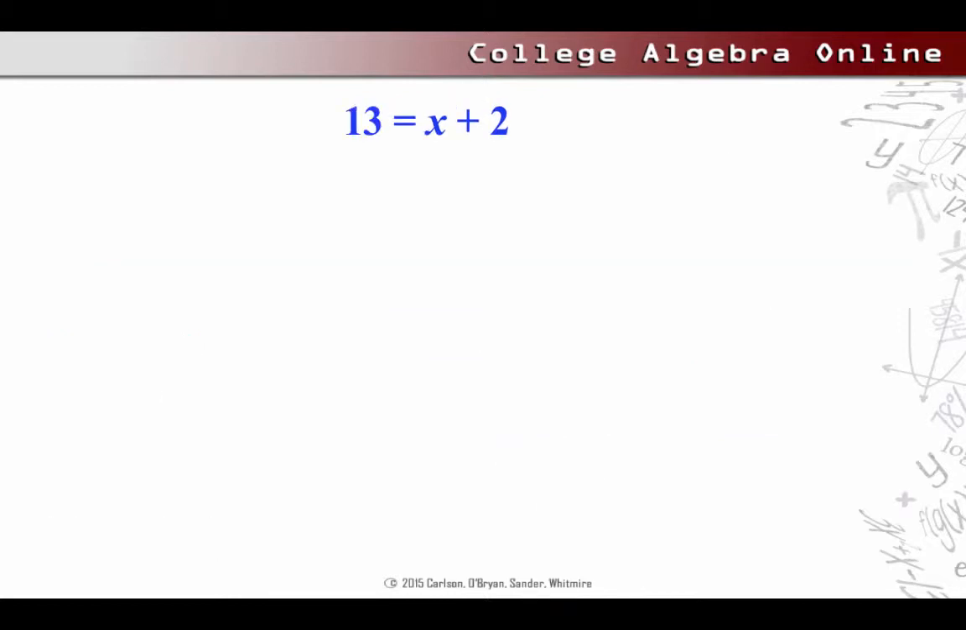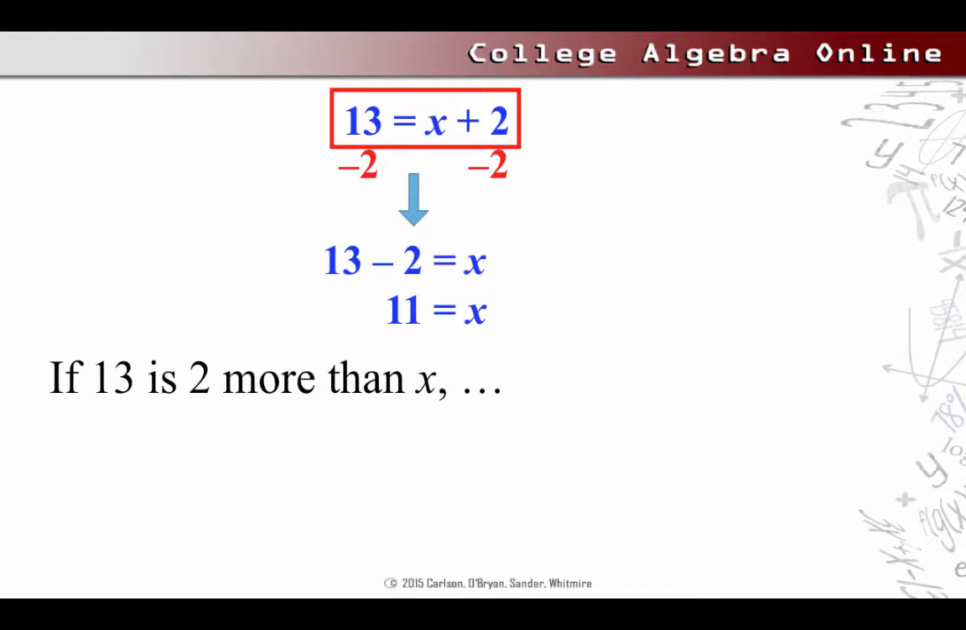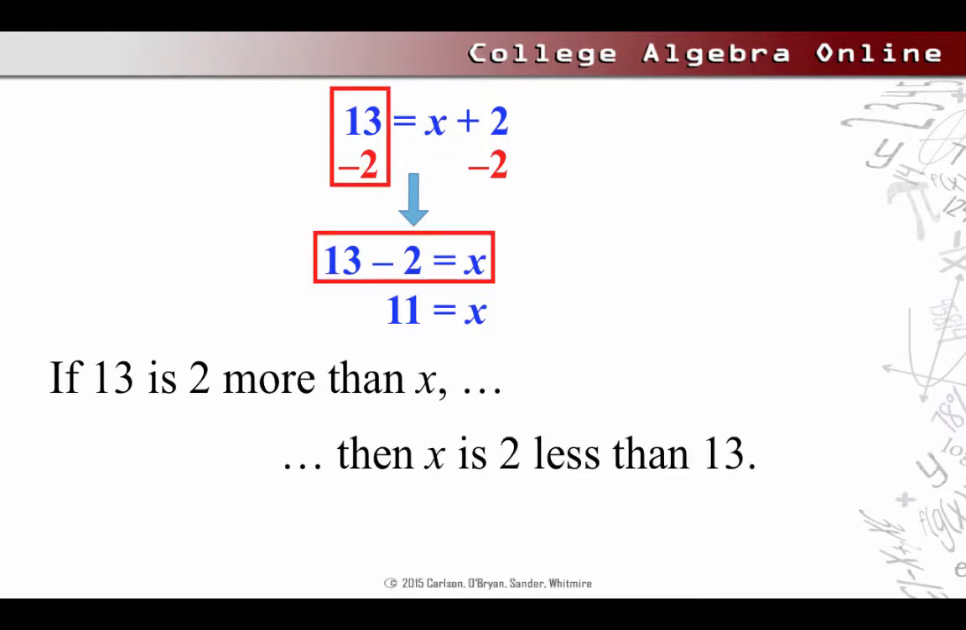Note that when solving the equation 13 equals x plus 2, many people think about subtracting 2 from both sides of the equation to find the solution. The reason for this procedure should be clear from our previous visualization. If 13 is 2 more than x, then x is 2 less than 13, which is 11.